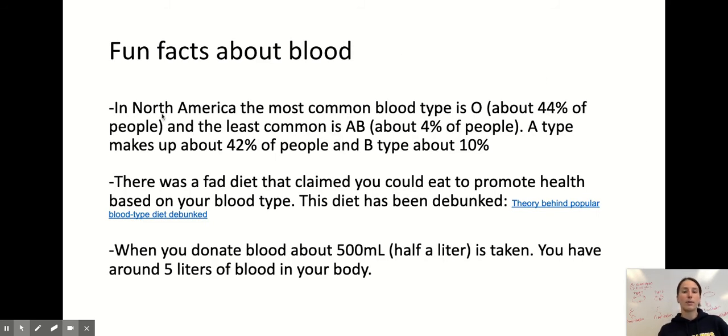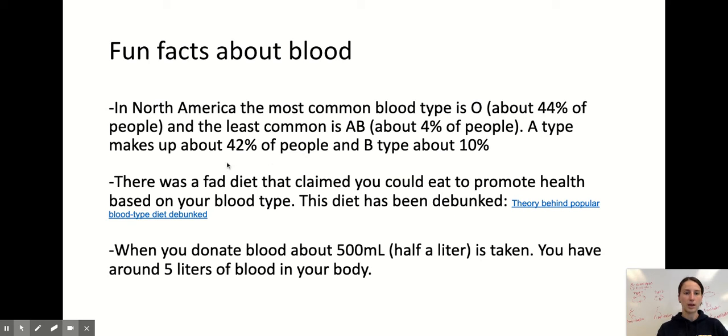And in North America, the most common blood type is O. These numbers differ a little bit depending on where you go, but about 44% of people are blood type O. The least common is AB, that's only about 4% of people. A-type makes up about 42%, and then B is about 10%.